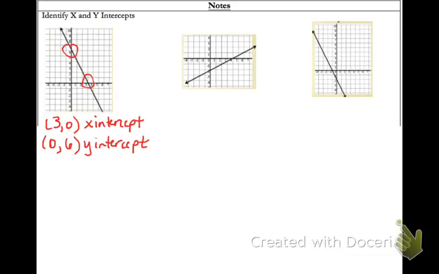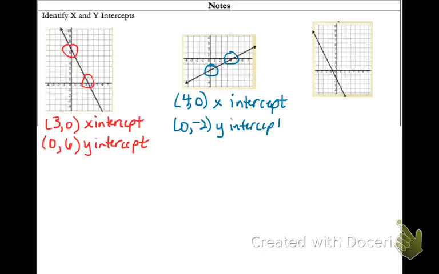So we've got the point right on the x-axis, 4, 0, and then right on the y-axis at 0, negative 2. So let's write that, 4, 0. And we know it's in that form because the number has to be the x value. So this is the x-intercept. And then the point 0, negative 2. So that is what we call the y-intercept.